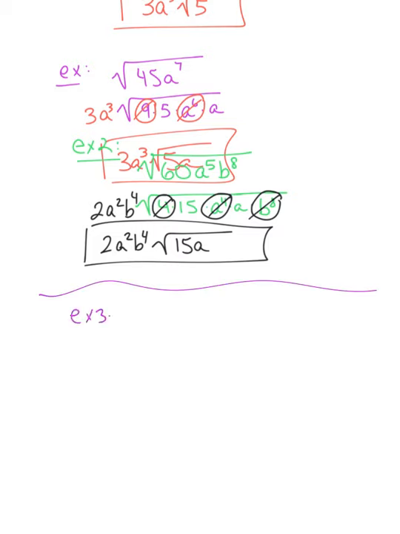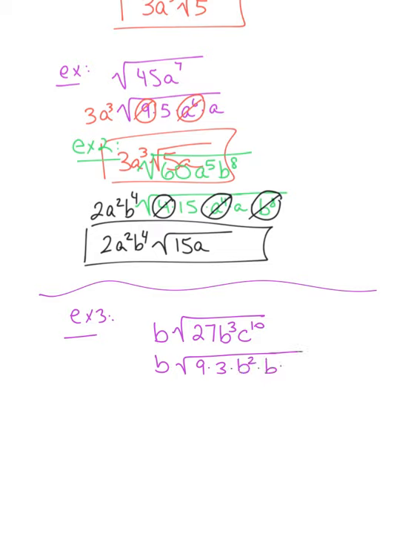Example 3. Find the square root of, and this time I have a variable on the outside. So I'll have b times the square root of 27 b to the third c to the 10th. Okay, and feel free to pause the video and try this on your own. So I'm going to break down 27 into 9 times 3. B cubed is odd. I'm going to break it down into b squared times b.